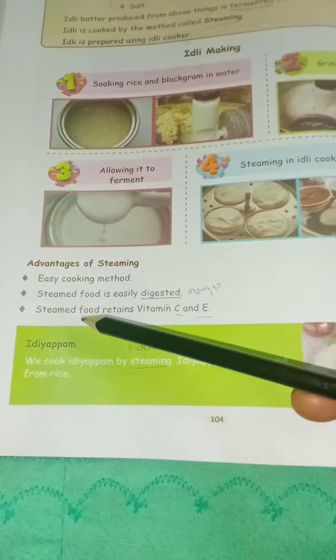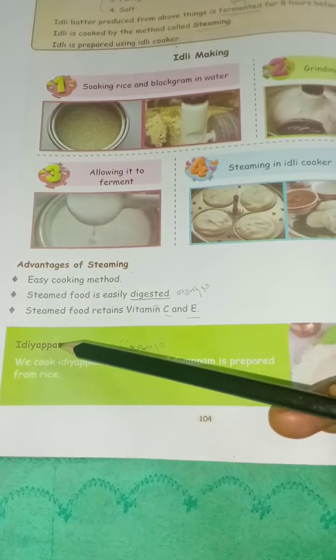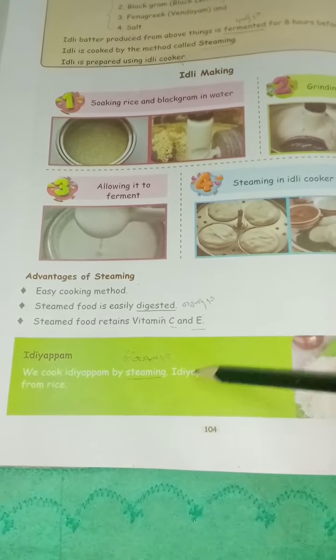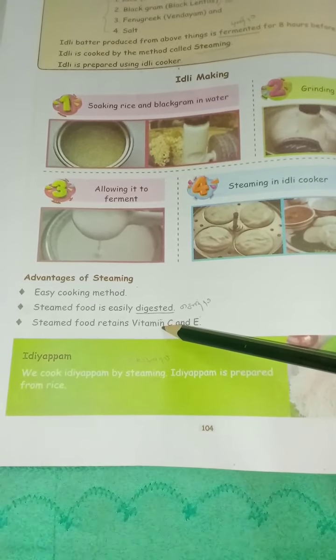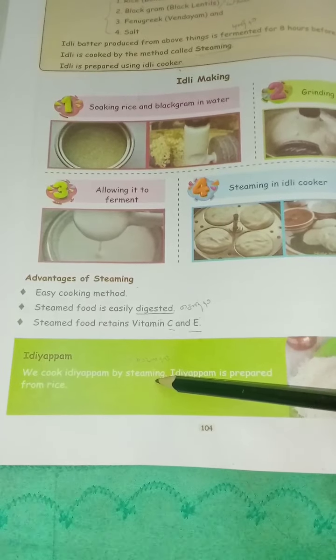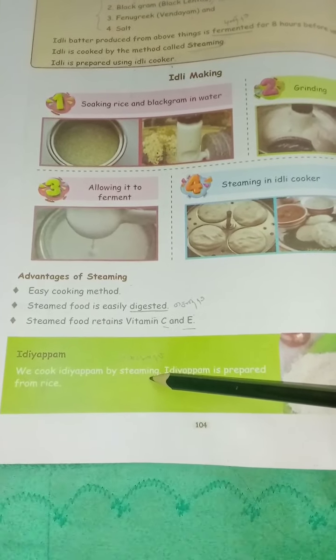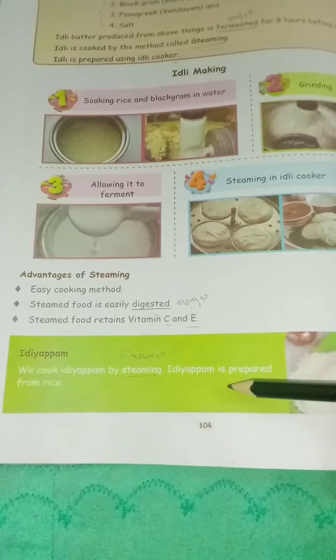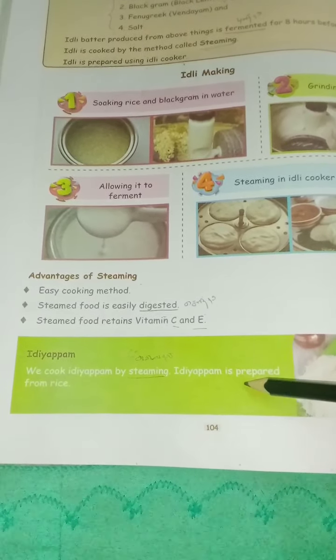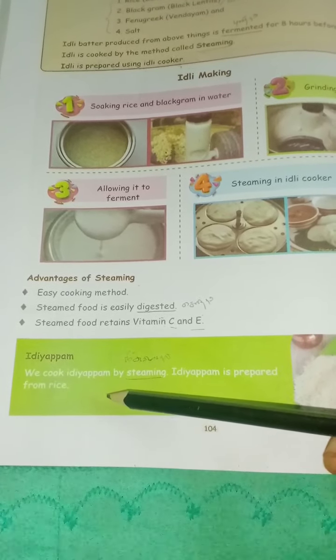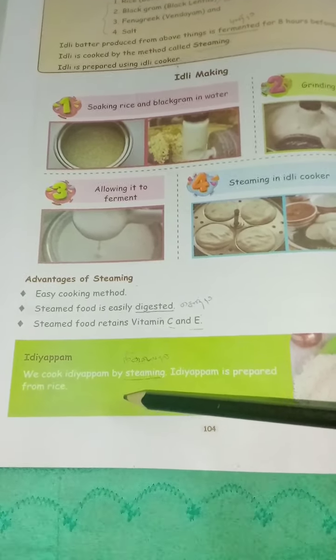Then let's see idiyappam. We cook idiyappam by steaming. It is also the same method. Idli is cooked by steaming and idiyappam is also cooked by steaming. Then idiyappam is prepared from rice. When we are making idiyappam, we should use only rice.